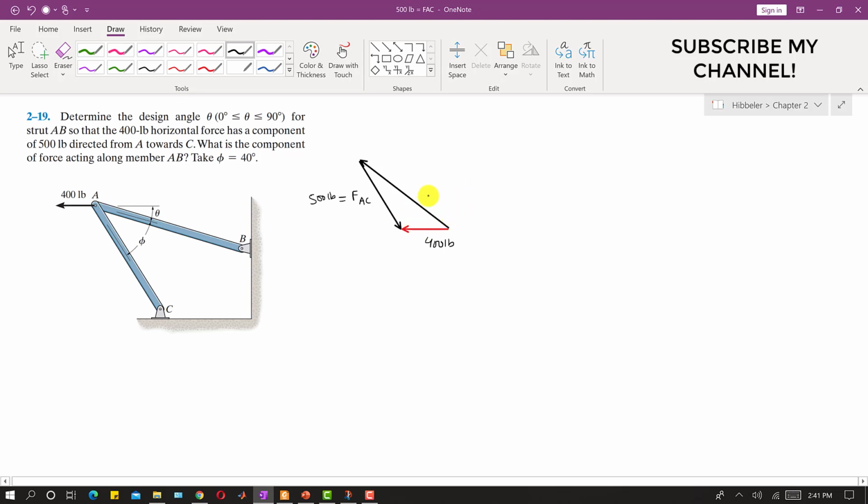So the head to tail rule identifies that the direction of this component, this FAB component, is from B to A, right? So this is FAB, or we can write FBA, right? So let me write the FBA since it's acting from B to A, right? So we have to find the magnitude of this component, right? So this is required. And now as we can see, this angle phi is, it is said, equal to 40 degrees, right? So the angle between these two components is phi, right? So here this angle is given, which is 40.